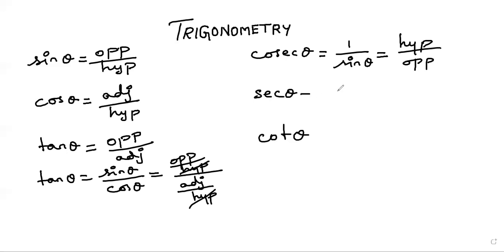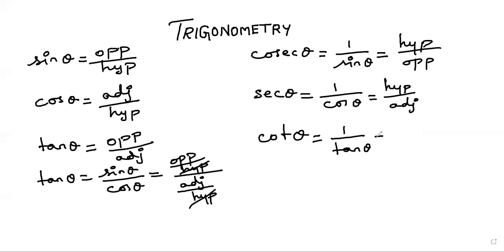And what is secant theta? It is 1 by cos theta. Also, what is cos theta? Here we have already known this. It is adjacent over hypotenuse. So here it is hypotenuse over adjacent. So here cot theta. What is cot theta? It is reciprocal of tan theta, 1 by tan theta. What is tan? It is already given, opposite over adjacent. So here you should reciprocal that value. It is adjacent over opposite. Okay. So these things you all know.